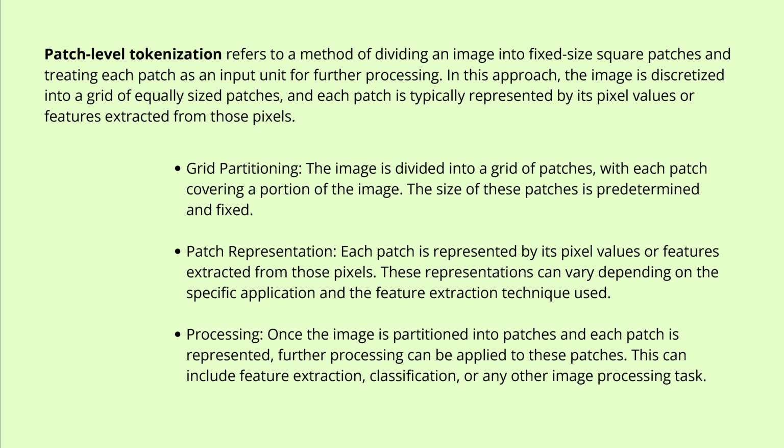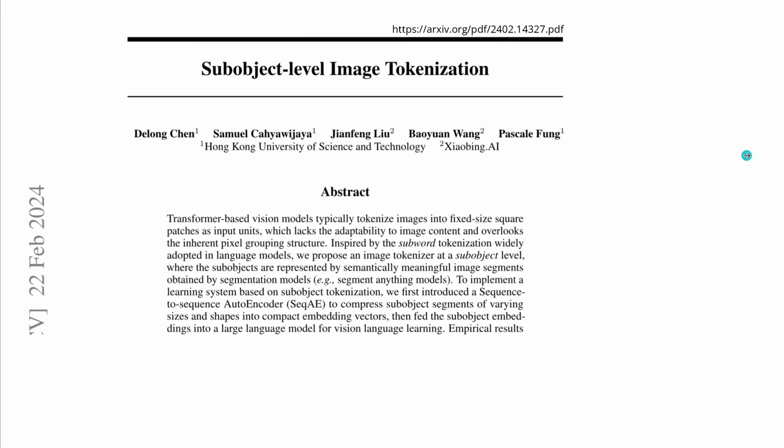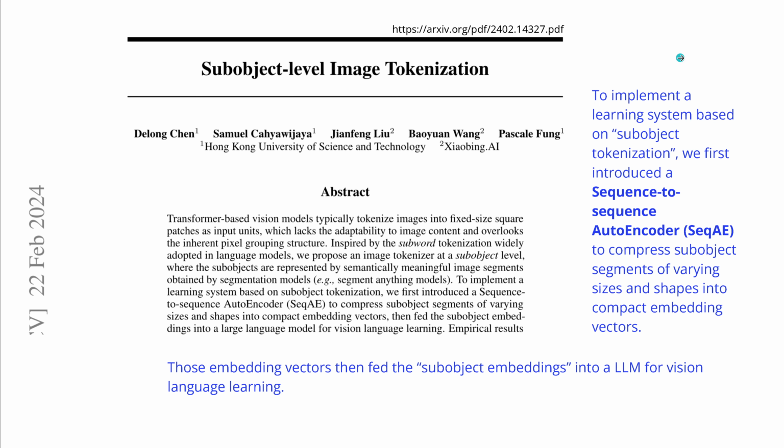If you're not familiar with patch-level tokenization, this text is for you. We jump here to February 22nd, and here a beautiful new technology from Hong Kong University of Science and Technology and Xiaobing AI, where they do exactly this. Let me add a little bit of input: a sequence-to-sequence autoencoder for compressing the sub-object segment into embedding vectors. Those embedding vectors are then fed as sub-object embeddings into an LLM for vision learning.